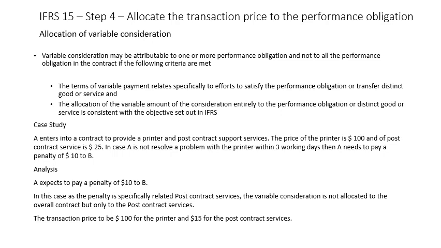Let's look at the example to understand this concept in a better way. A enters into a contract to provide a printer and post-contract services. The price of the printer is $100 and the post-contract service is $25. In case A is not able to resolve the problem with the printer within 3 working days, then A needs to pay a penalty of $10 to B. A expects to pay a penalty of $10 to B looking at the historical process.